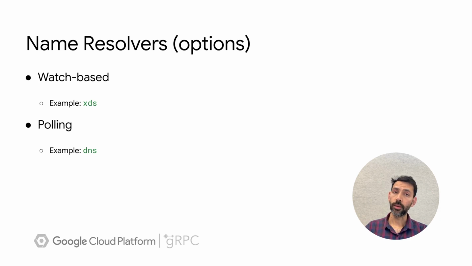If you want to build your own name resolver, there are two options at a high level. The first one is watch-based. Here, the name resolver implementation opens a connection to an external server and waits for updates to be pushed to it. The XDS resolver that ships with gRPC is an example of a watch-based resolver. The next is polling-based. Here, the name resolver implementation queries an external server periodically or when explicitly instructed by gRPC to receive updated address information. The DNS resolver that ships with gRPC is an example of a polling-based name resolver.